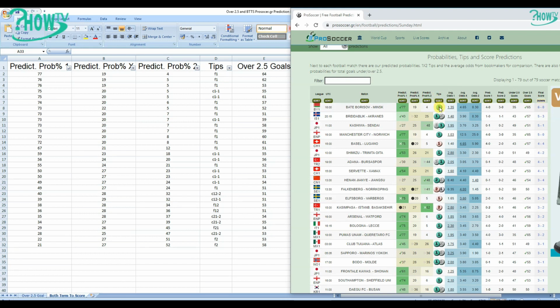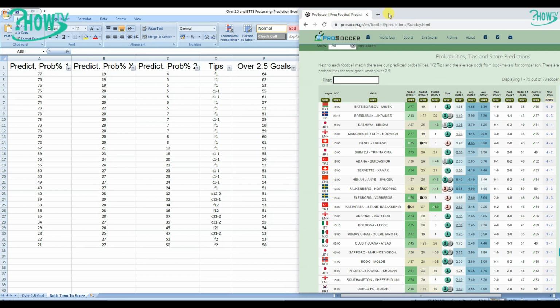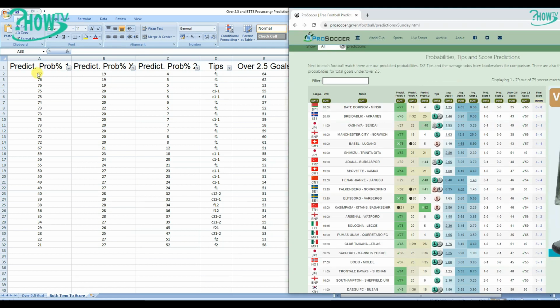All right, and this is over 2.5. Here it is, over 2.5, okay? And this is the final score, as you can see here. Look out for 77194, and the tip is supposed to be F1.